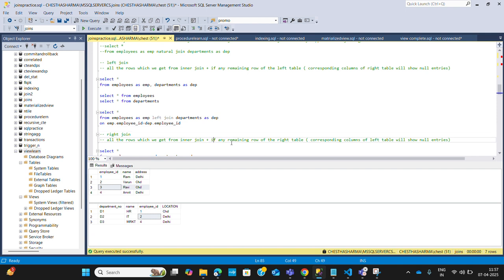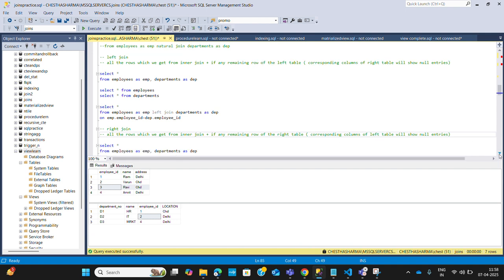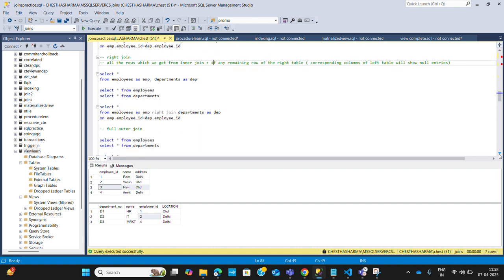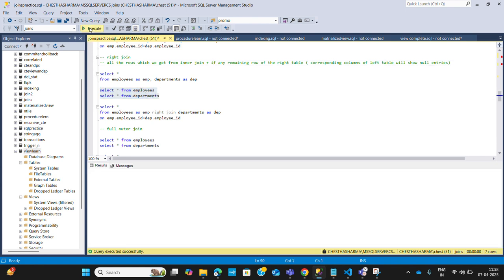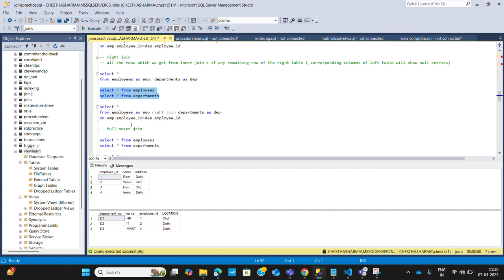And in the right join, all the rows which you get from inner join, plus any remaining row of the right table, with the corresponding columns of the left table showing null entries. Similarly, this thing will also happen with right join. If I have to predict the output here, the output of right join and inner join would be the same, since in the right table there is no entry left which is not common in the inner join output. So in this particular case, the output of right join and inner join would be the same.